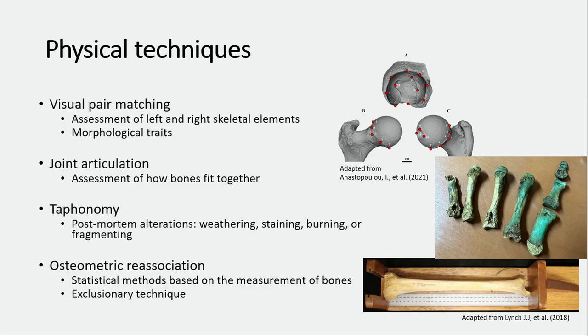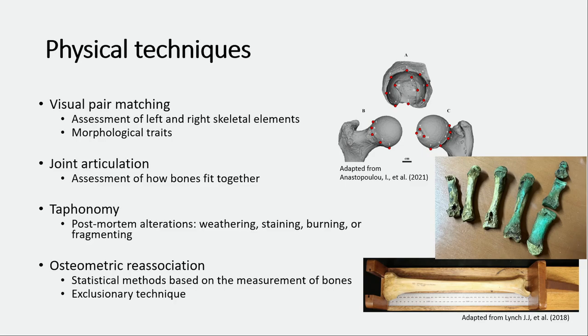That is osteometric reassociation. It is the statistical approach of the dimensions and the morphology of the bones that usually helps more on the exclusion side. We have a better idea that, yeah, those two bones really don't make sense together if you look at their dimensions. So those are physical techniques, but there's also another approach. And we're used to that in forensics anyway.